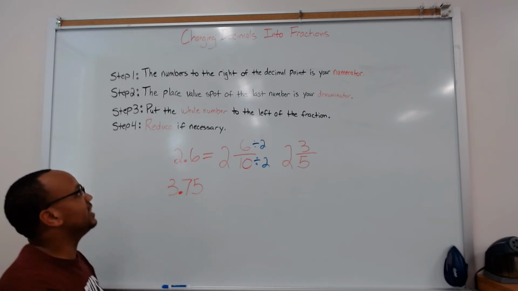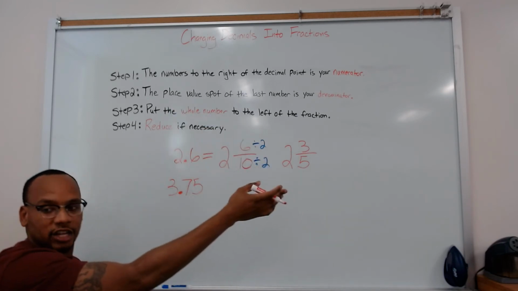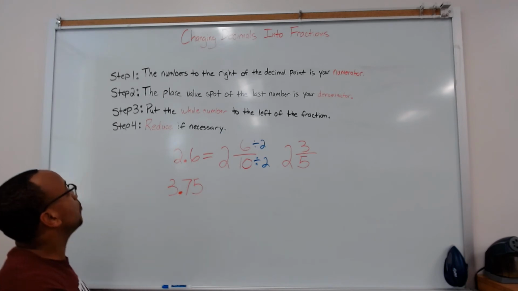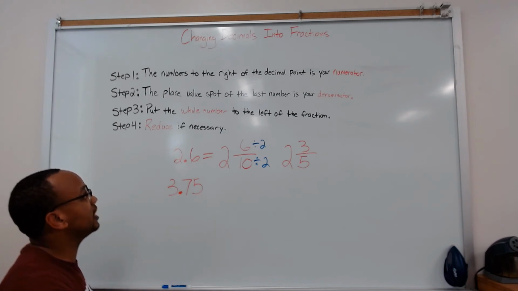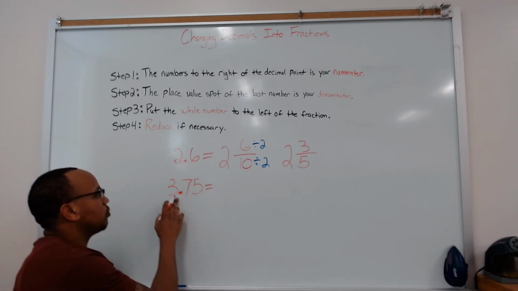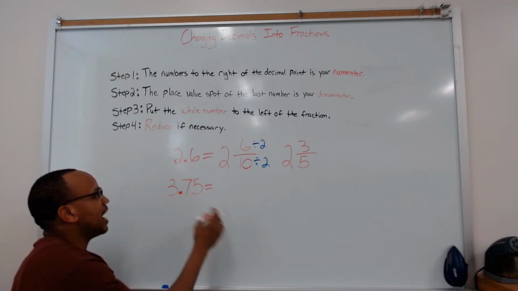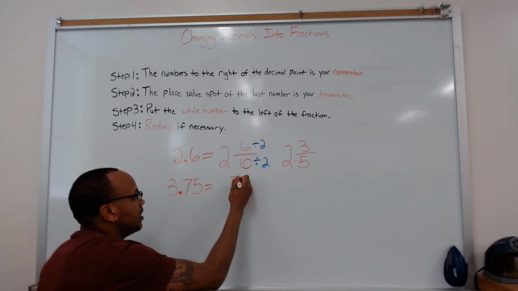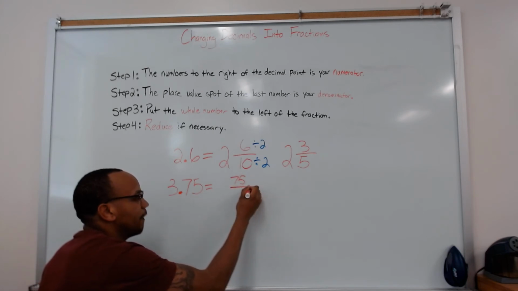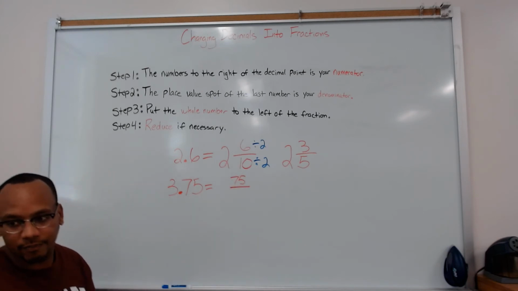And you want to change this decimal into a fraction. All right. Step 1, the numbers to the right of the decimal point is your numerator. To the right of the decimal point, I have 75. It means 75 is my numerator. It's the top part of the fraction.